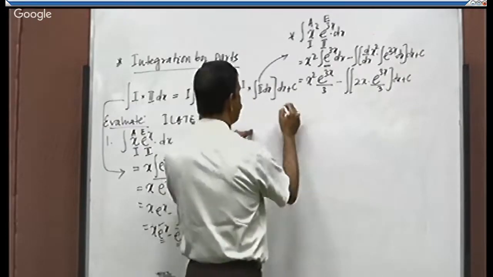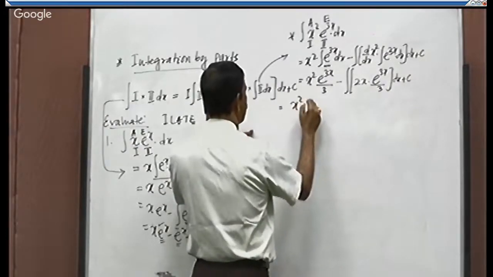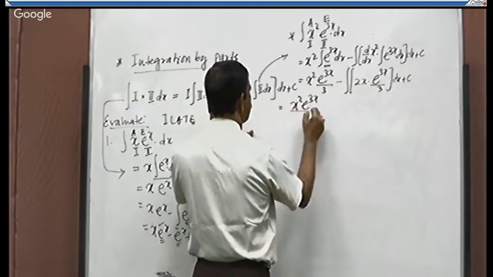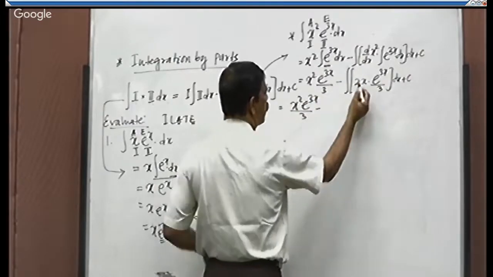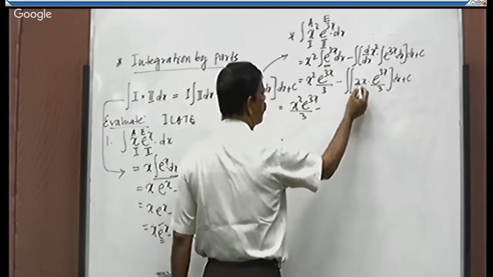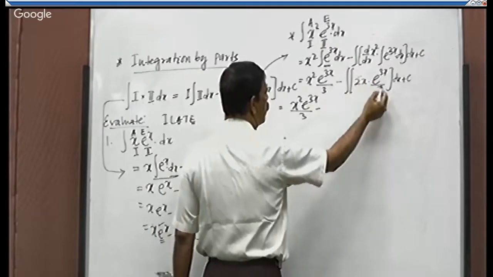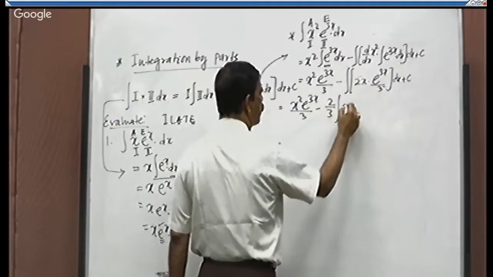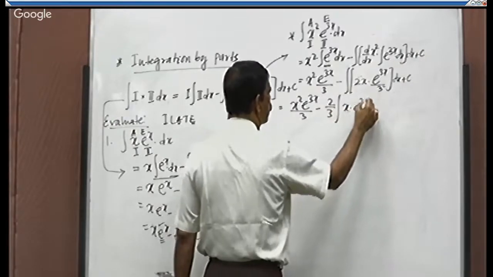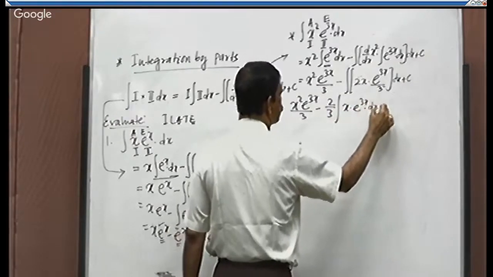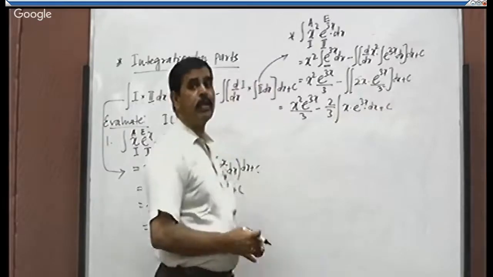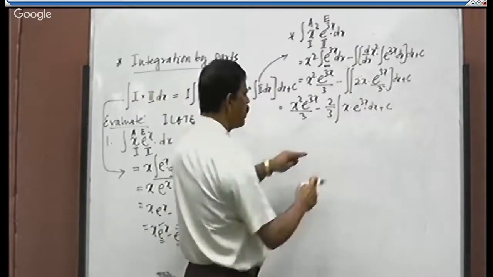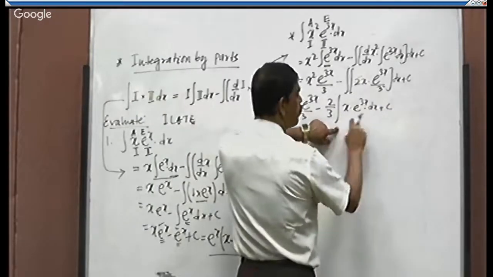Or it is equal to x square e power 3x divided by 3 minus, you take the constants outside, which are 2 and 3, so 2 divided by 3, and what is remaining? x into e power 3x dx, right? x into e power 3x, what is the integral? The integral is x into e power 3x.